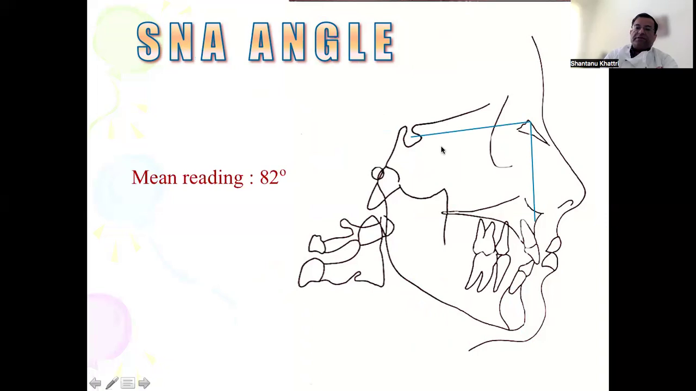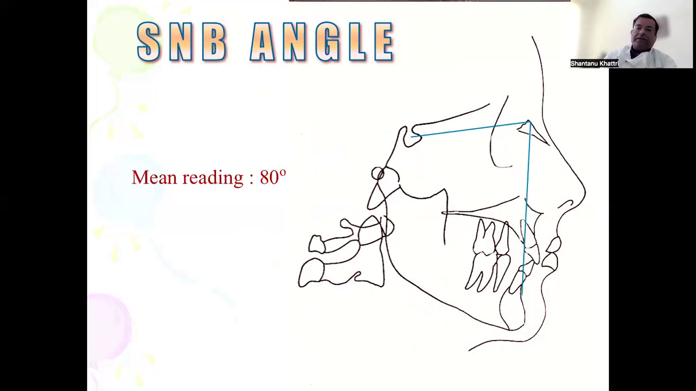As the name suggests, it is between the SN plane and the point A. This internal reading should be recorded, and the mean reading is 82 degrees. If it is a prognathic maxilla, the angular measurement will increase. If it is retrognathic, the angular measurement will reduce.